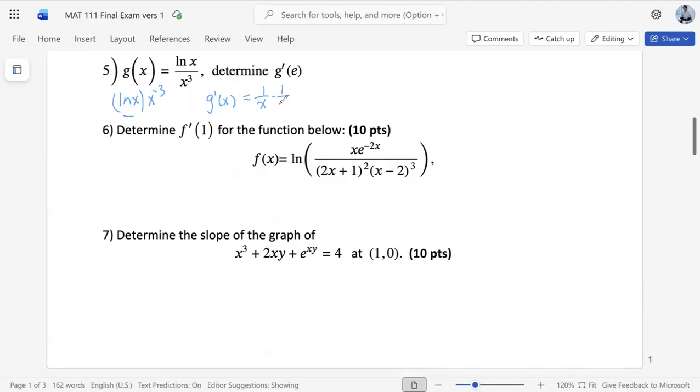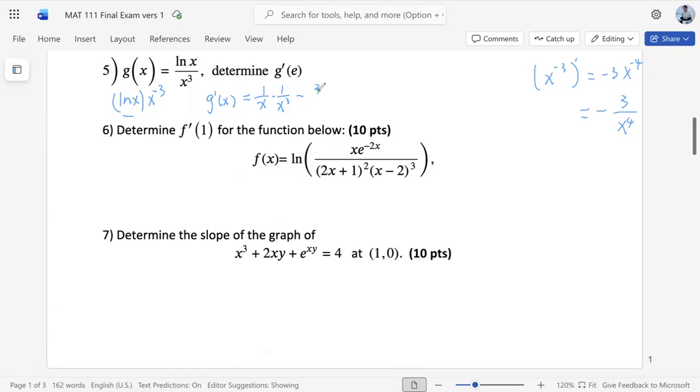Well, the second one is still 1 over x raised to 3. Then I differentiate the second one. Well, how do we differentiate x raised to -3? First, we pull -3 down. Then we subtract 1 from -3, we get -4. So we get -3 over x raised to 4. So that's why we have a negative sign.